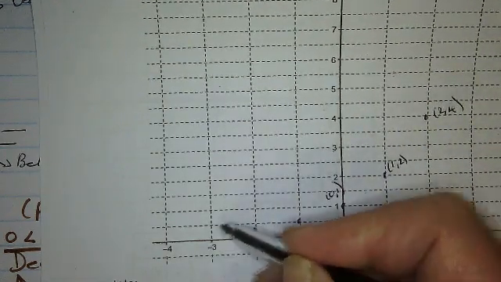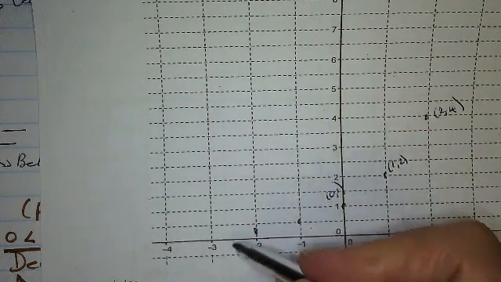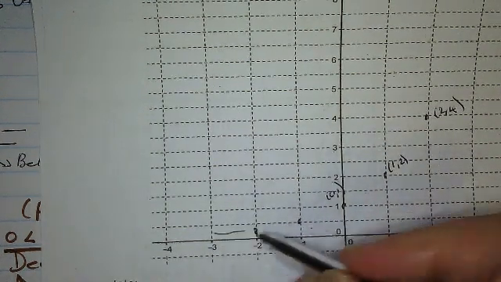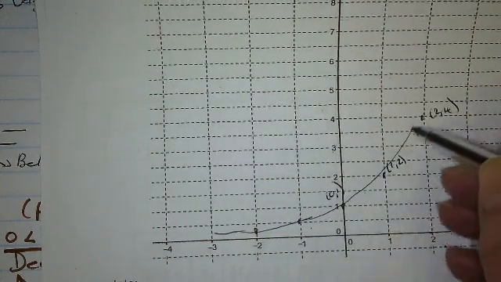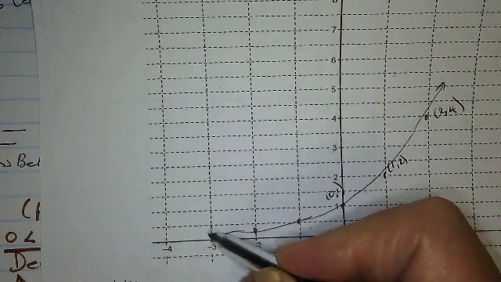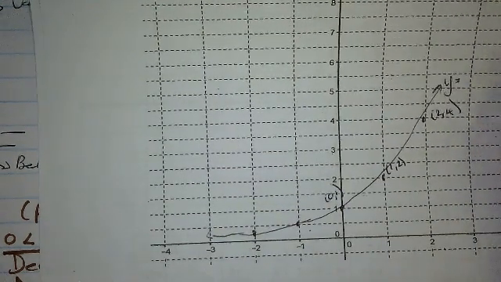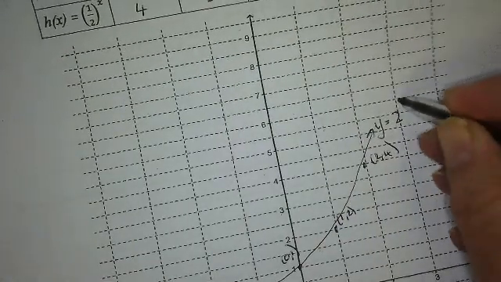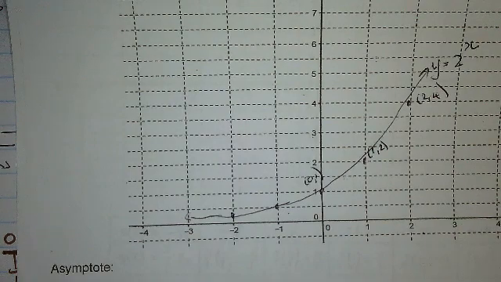And then you'll notice there will be no x-intercept, so that means it's asymptote. And then you can just join the dots because that's a curve, and you put your arrows there. So this one then is your f of x is equal to 2 to the x. So this is the shape of an exponential function.